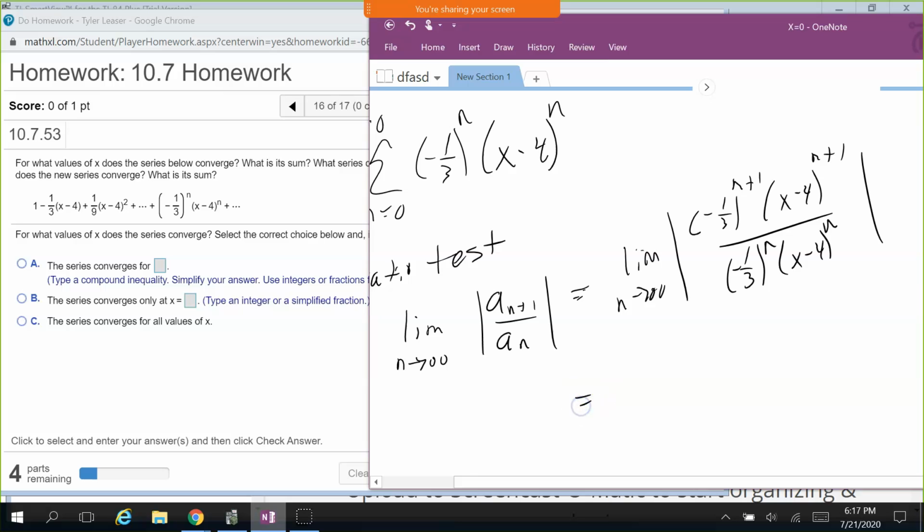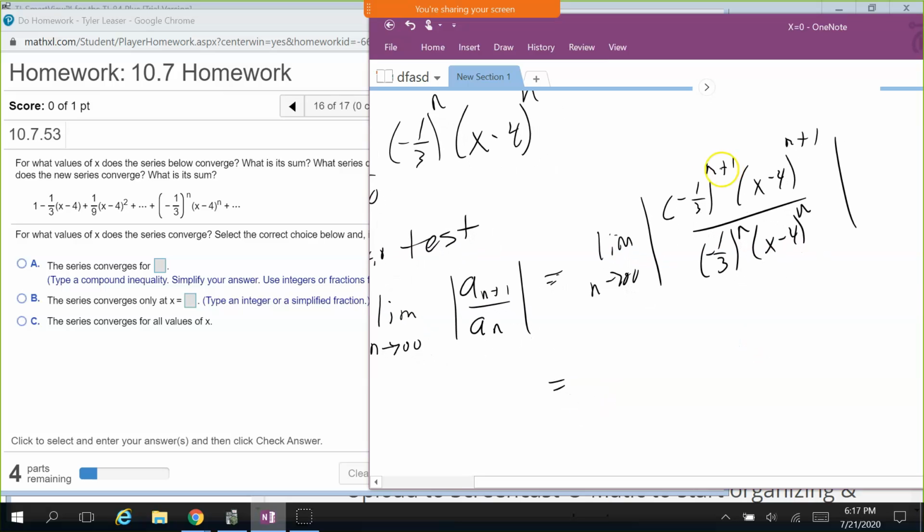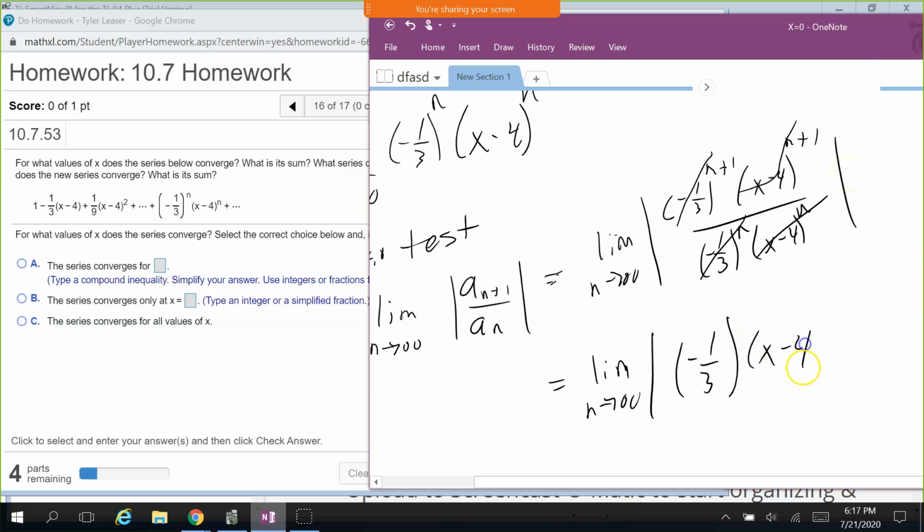We are going to use a similar trick that we almost always use with this ratio test. I have n plus 1 exponents on top and just single n exponents on the bottom. I can think of this negative 1/3 to the n plus 1 as being a negative 1/3 to the n times a negative 1/3 to the 1, which means that the negative 1/3 to the n is going to cancel out on top and bottom, but I still have just a lone negative 1/3 to the 1 floating around. Same thing is going to happen with the x minus 4s. x minus 4 to the n cancels, but I am still going to have a lone x minus 4 to the 1 power floating around.